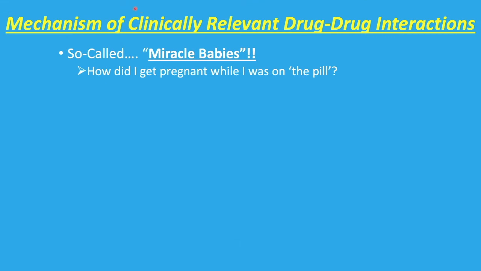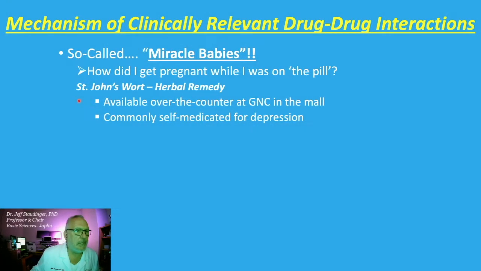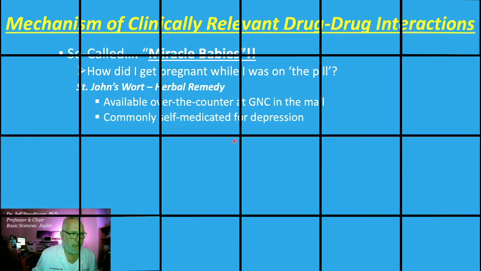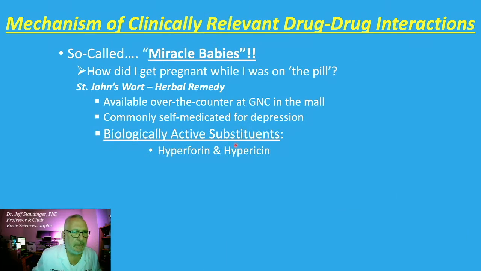So as an example of drug-drug interactions, or herb-drug interactions in this case, let's talk about so-called miracle babies. How did I get pregnant while I was on the pill? St. John's wort is an herbal remedy available over the counter at GNC in the mall, used for self-medicating for depression. Its biologically active constituents include two compounds, hyperforin and hypericin.